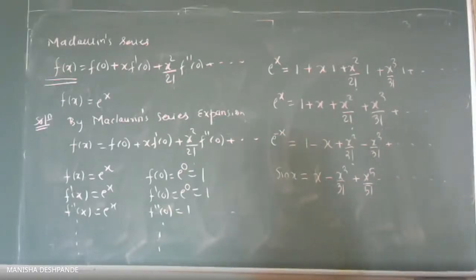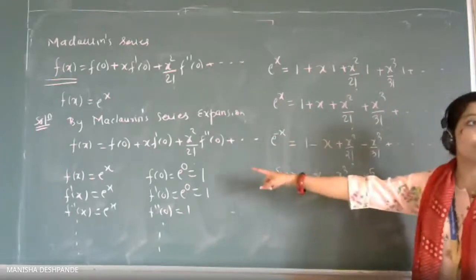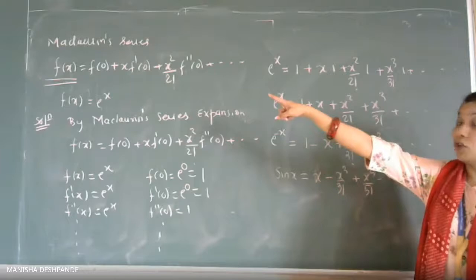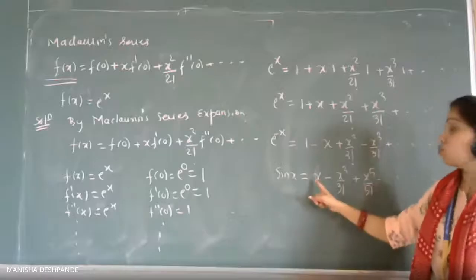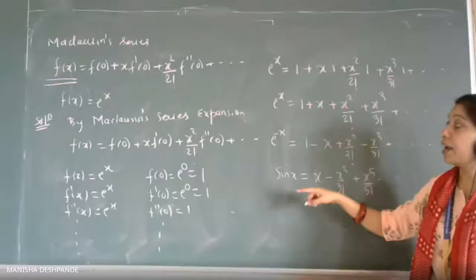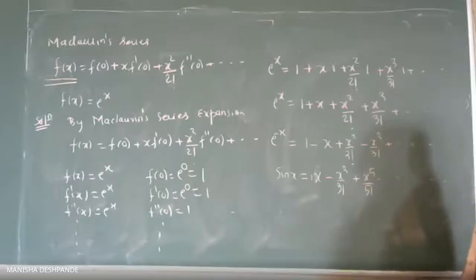How do you get this? Same formula. f of 0. What is the function sine x? So what is sine of 0? 0. So there is no constant. What is f dash of sine x? Cos x. And what is cos of 0? 1. So it is 1 into x. Is it okay? So we get it with the help of the Maclaurin series.